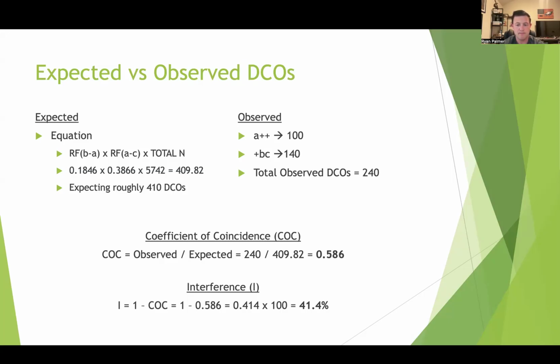So what does this tell us? When it comes to double crossovers, with each event of double crossover, there's now a less likely occurrence of another double crossover occurring nearby, meaning that 41.4% of the expected double crossovers did not occur because the 240 that did occur lessened the likelihood that the other double crossovers would have occurred.